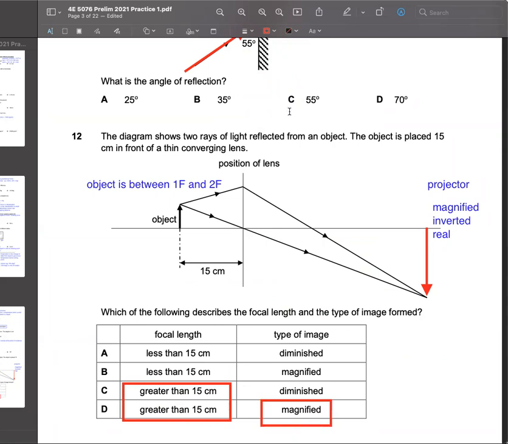Now, if you're asked to find where is the 1F, what will you do? What line will you draw? You will draw one that is parallel to the principal axis. Then where will this line go? This line will go to the image over here. Okay, then this point here will be F.